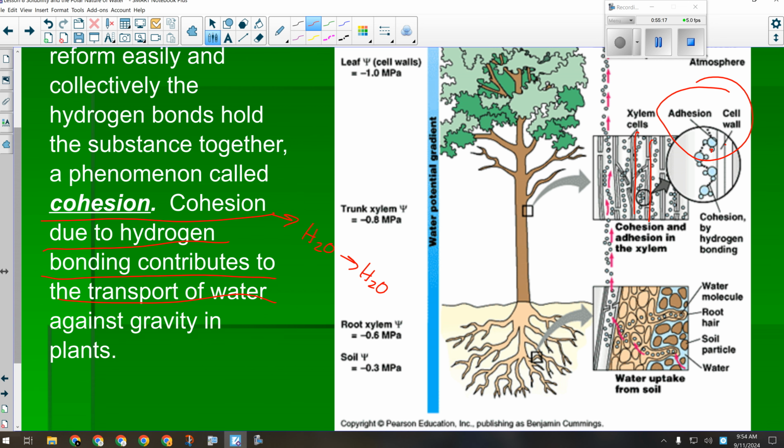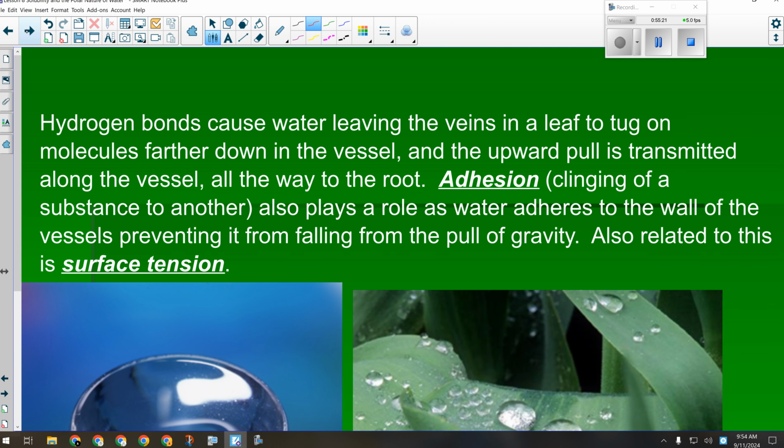You said adhesion was water to any other polar molecules, on the next screen here, I think. Oh, adhesion, right? So clinging of a substance to another. So it's water to something else.